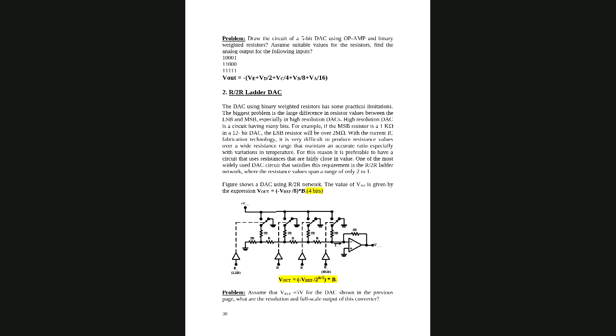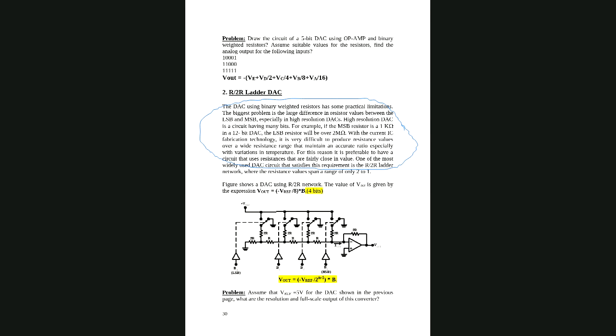So we have VE. It will go VA, VB, VC, VD, VE, up to VE, and the equation is there. Now, guys, the R-2R ladder DAC, the second type. First of all, you need to study what is here, and I will explain this one. What is the issue, why have we introduced the R-2R DAC?